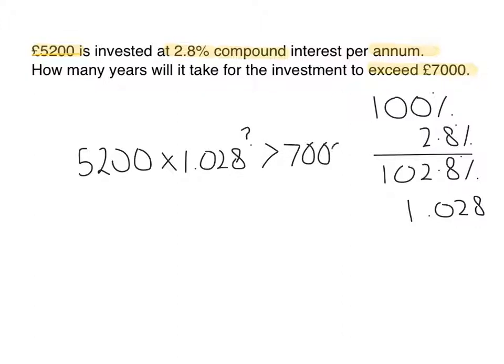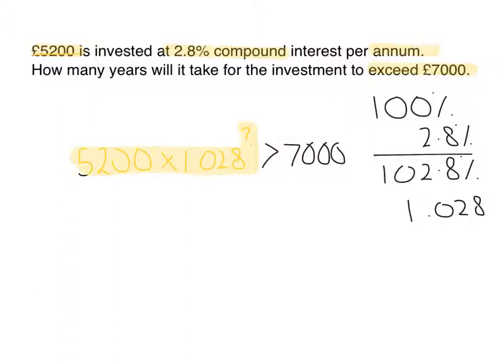So what we're going to do here is we're going to use trial and improvement. So on my calculator, I'm going to put all of this. And the question mark, I'm going to fill in with a different number each time. So 5,200 times 1.028, and let's start with 5. Well, let's start with 10. Always start with 10. So to the power of 10.